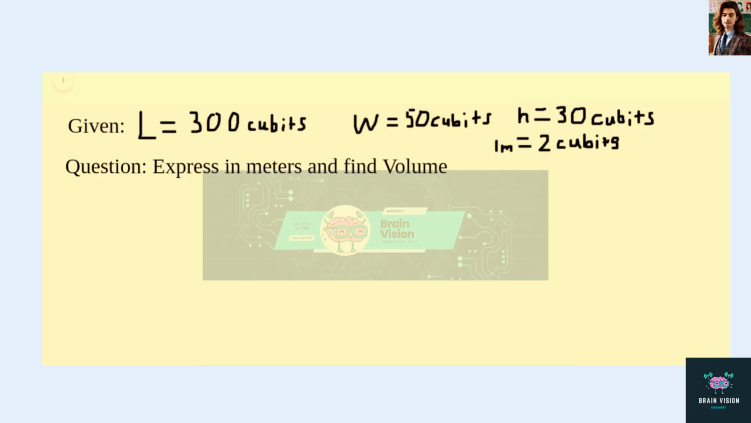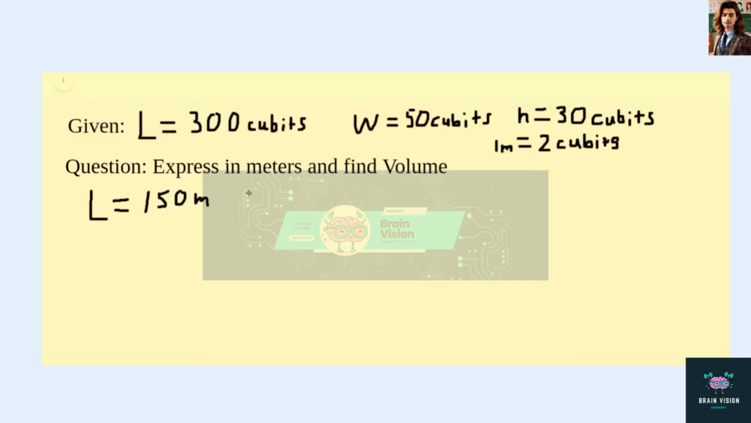Okay, so I wrote down what we were given in our question, which was that the length is 300 cubits, the width, which I denote as W, is 50 cubits, and the height is 30 cubits. Well, 1 meter is approximately 2 cubits, and we're going to use this to convert our length into meters. So if 1 meter is approximately 2 cubits, then we can divide our 300 cubits by 2 to get the amount of meters we have. So 300 divided by 2 is 150 meters.